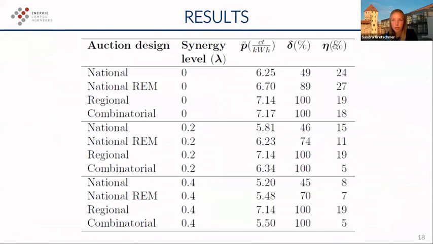So lastly, looking at bidder diversity, so the last column here with eta, we see that as synergies increase, so moving from the first to the second line and then to the third, bidder diversity decreases, and that is because with higher synergies, institutional bidders, of course, gain a competitive advantage because they can realize the economies of scale, which the citizen cooperatives cannot.